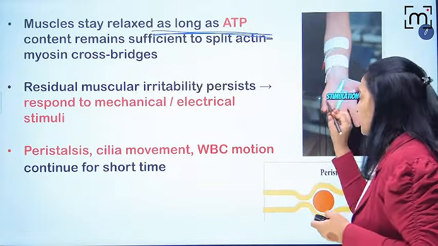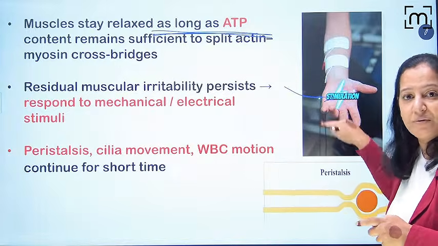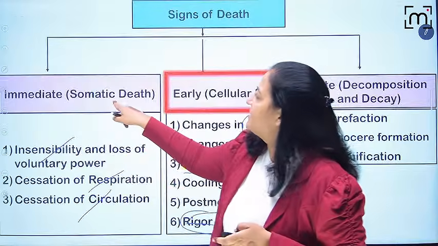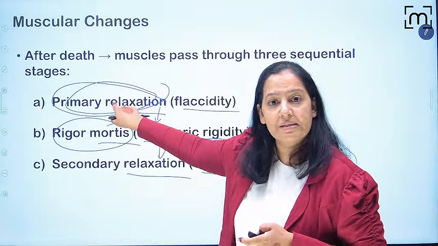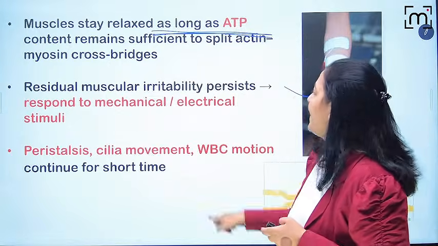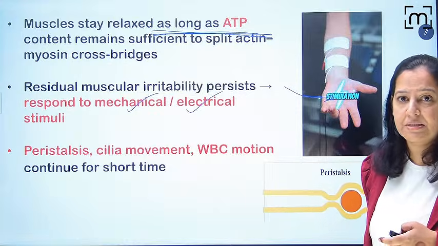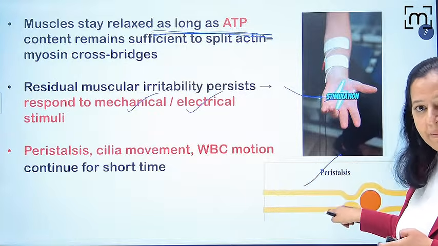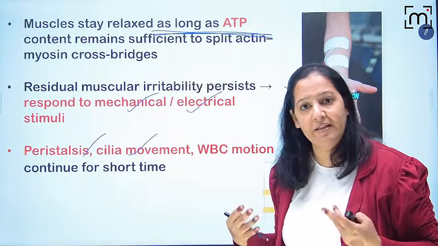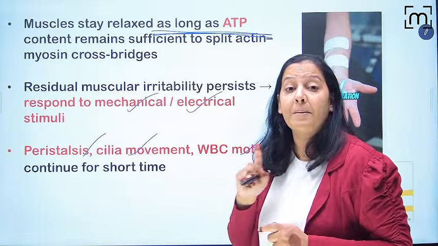Although the muscles are relaxed in primary relaxation, if you give an electric stimulus, you can see twitchings in a dead body. It responds to electric stimulus and mechanical stimulus. If you give a mechanical stimulus, again you can see the twitchings. Paralysis is still going on inside the body. Ciliary movement is still going on inside the body. You know where cilia are in the body? And WBC motion is still going on. So these all are going on in the primary relaxation.